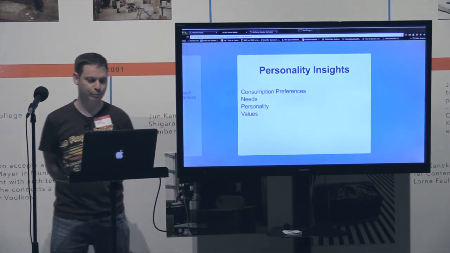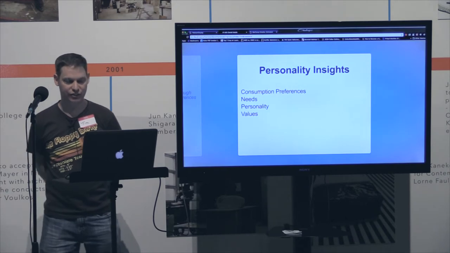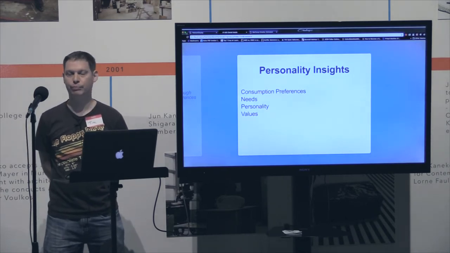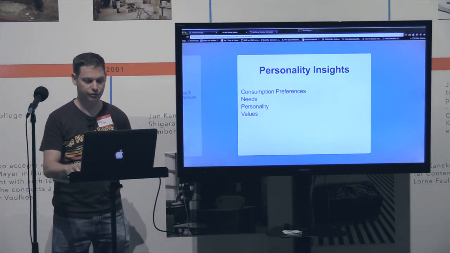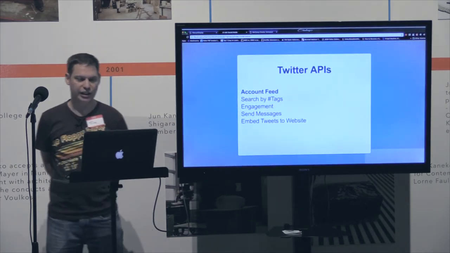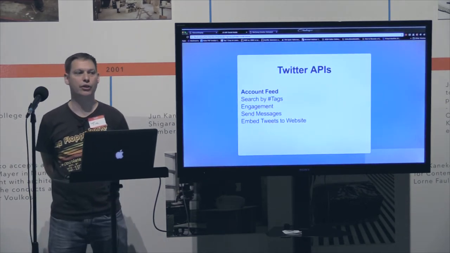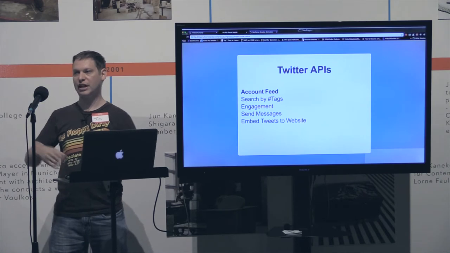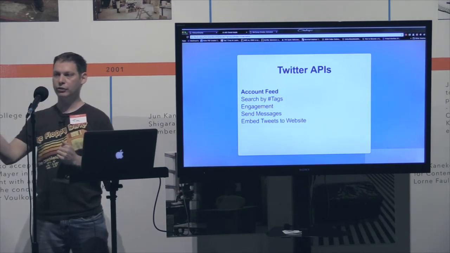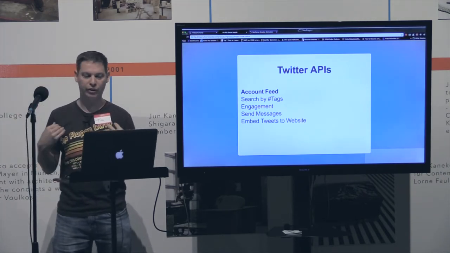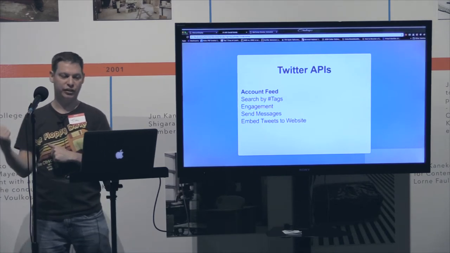So think about that. So personality insights, consumption preferences, needs, personality, and values. And then, my source that I chose, I just need a block of words. It doesn't have to be sentences. It can just be words that you used, like a paper. If you give me a paper, I could send it to IBM Watson and it'll give me that profile of you.